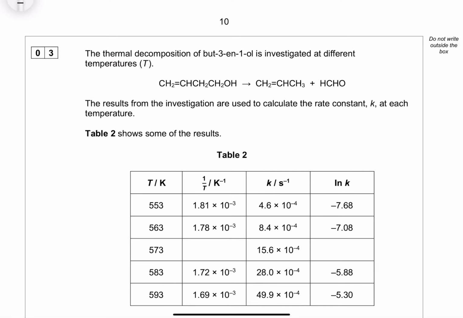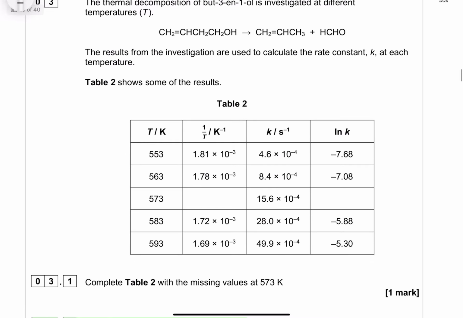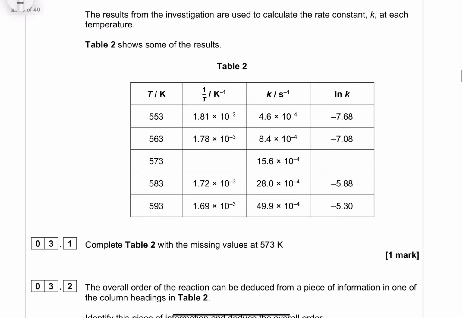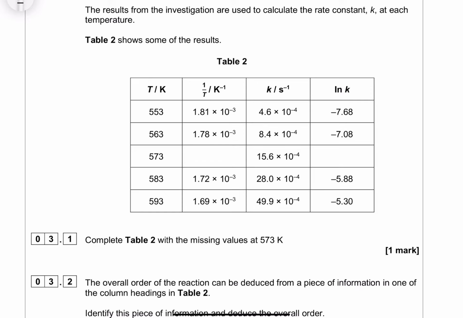The thermal decomposition of but-3-ene-1-ol is investigated at different temperatures. The results from the investigation are used to calculate the rate constant k at each temperature. Complete table 2 for the missing values at 573 K.